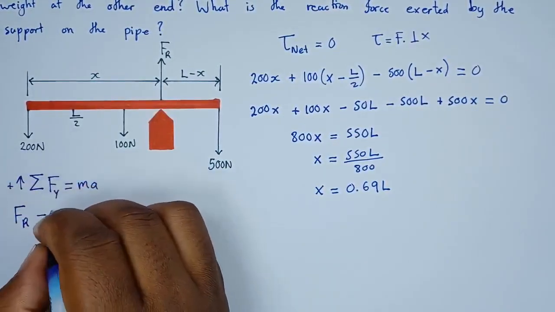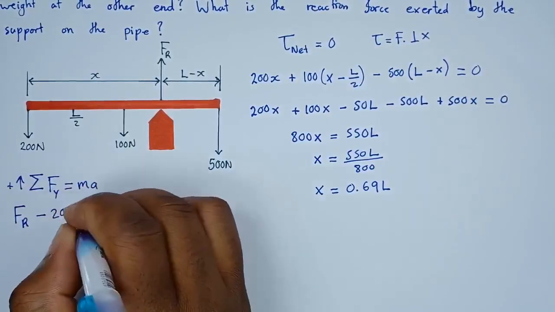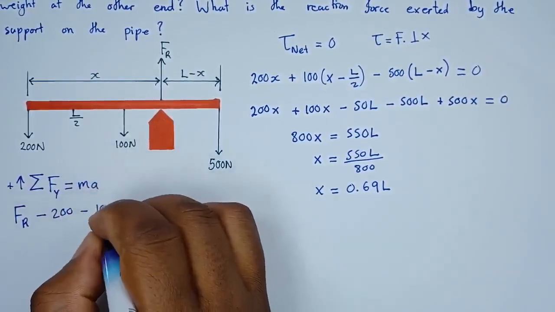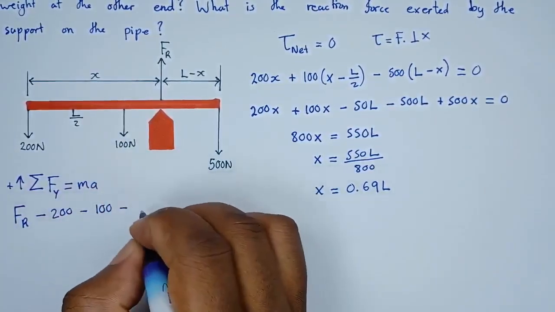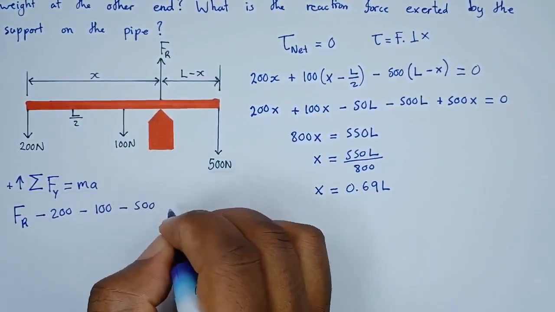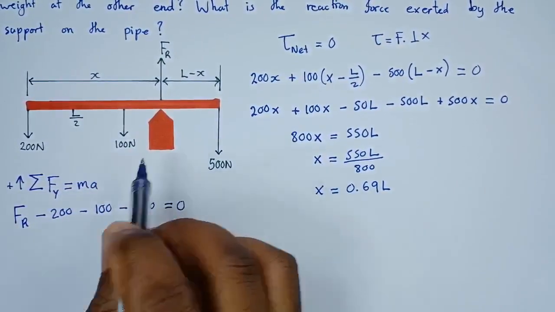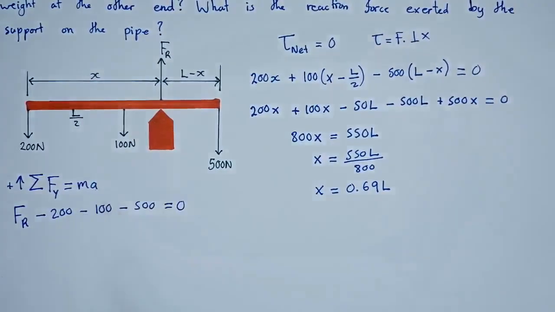Force going down, we have 200, negative. Another force going down, we have 100, negative. Another force going down, we have 500, negative. All this is equal to 0. Why? There is no acceleration, this thing is not moving, hence acceleration is 0.